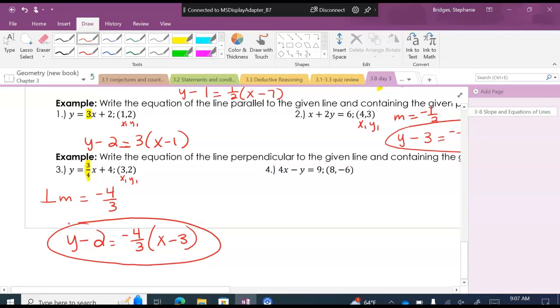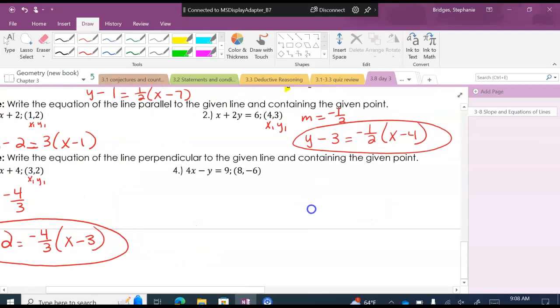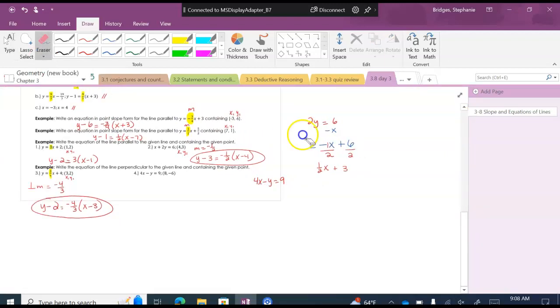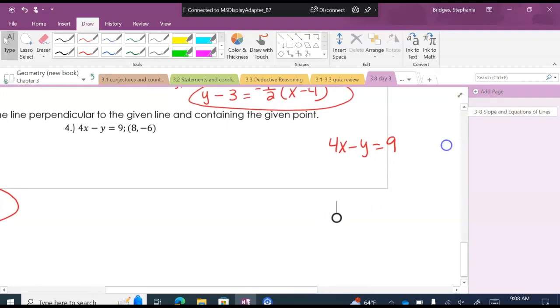Now, what I want you to do with number 4: is your equation ready to pick out your slope? No. So do that one just like we did number 2. Solve that first equation for y. 4x minus y equals 9. I want you to go to the side and solve it for y. Off to the side, we should be working on solving that equation. You want to get that y all by itself so that you can figure out what that slope is, and then you can pick out a perpendicular slope.